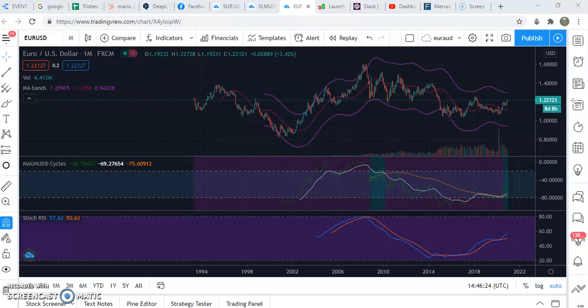Today we'll be analyzing euro against US dollar, Canadian dollar against US dollar, and then we are going to evaluate the short-term trend for Ripple and Stellar against US dollar.